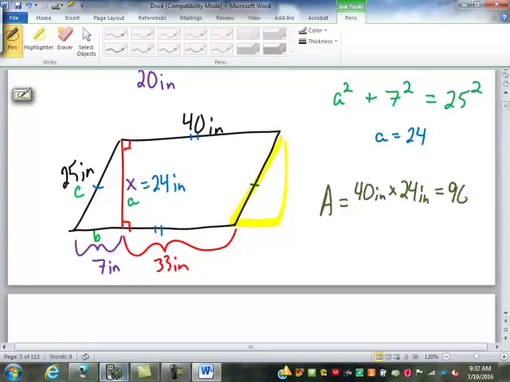So, is that 9,600 inches squared? Does that look right? What's that? Maybe not. 960, I got an extra 0? Okay. 960 inches squared. What do you think?